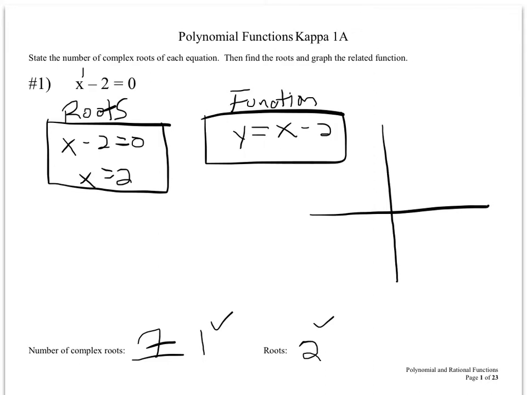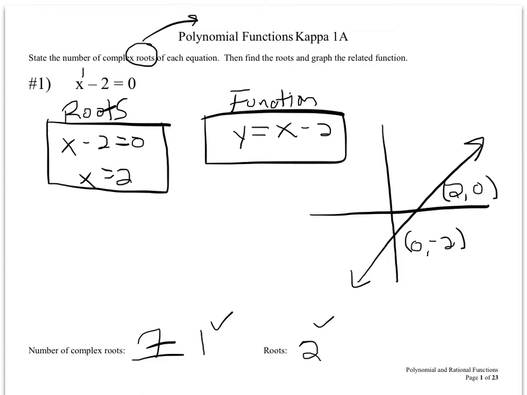This is a linear function, y-intercept of -2 and a slope of 1. And the x-intercept we just found was 2. That's what a root means. The word root means the same thing as an x-intercept, which means the same thing as a 0 of the function.